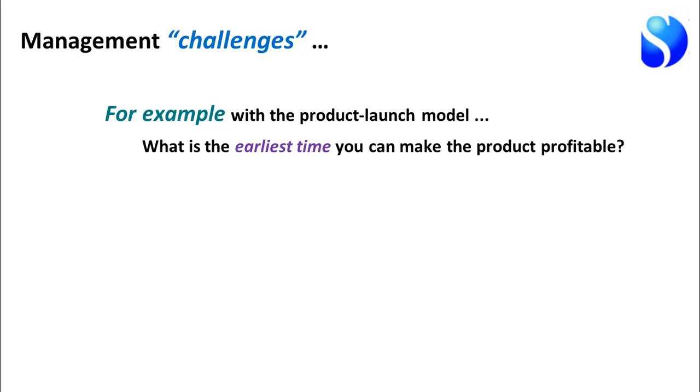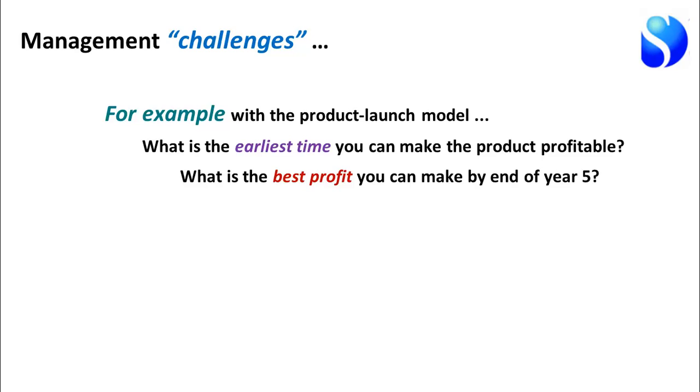You might have seen that that particular product launch was pretty difficult to get into a profit-making situation. So figuring out how to do that is not trivial at all. And then you can compare and contrast what different groups have done. Or you could simply say, well, what's the best profit you can make by the end of year 5? Or what's the best net present value you can create?